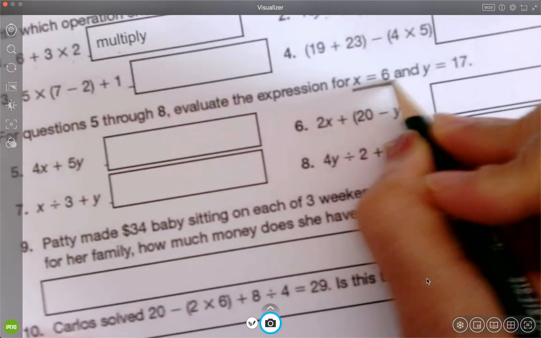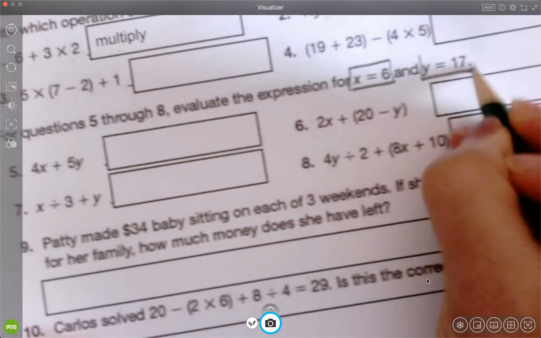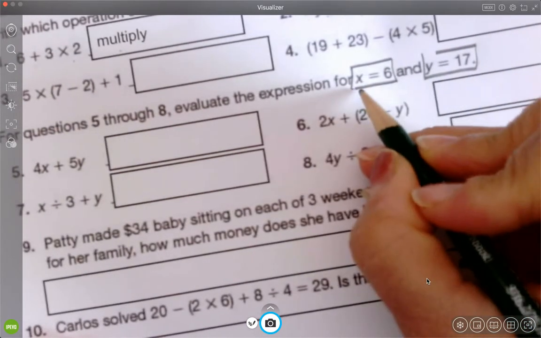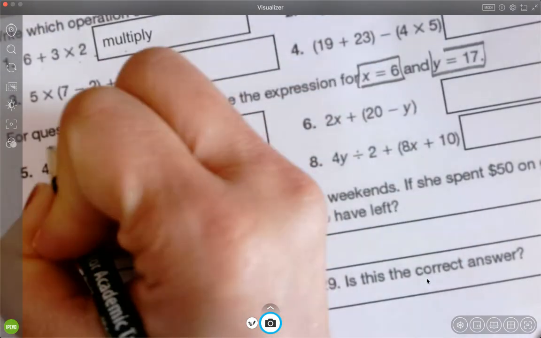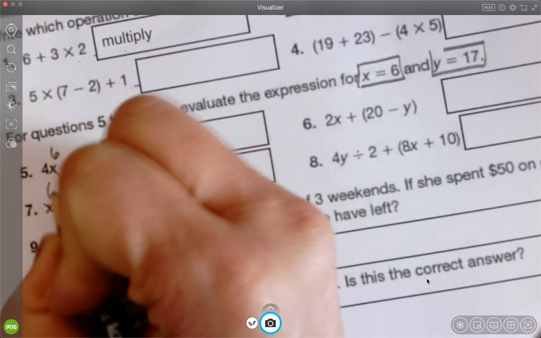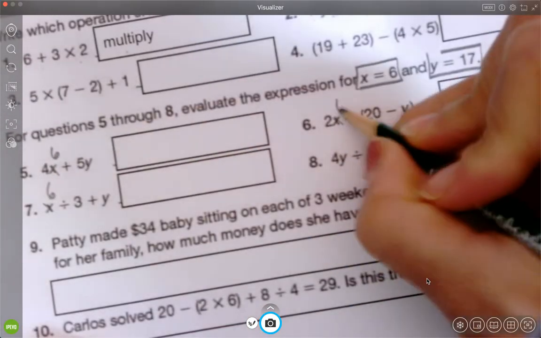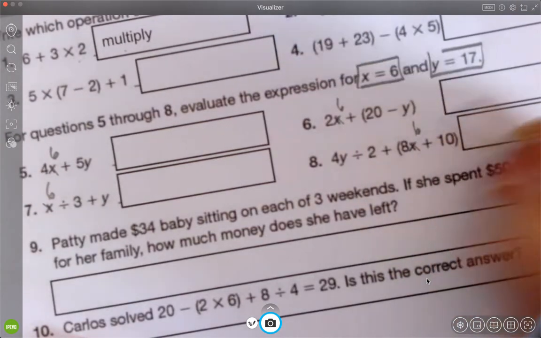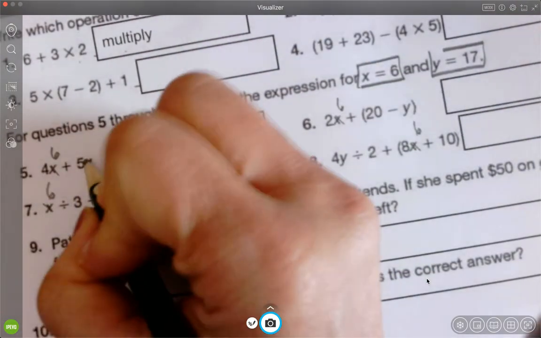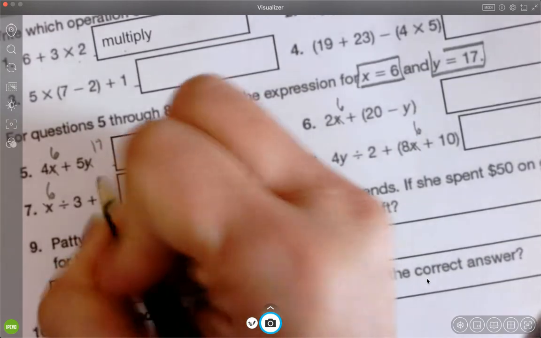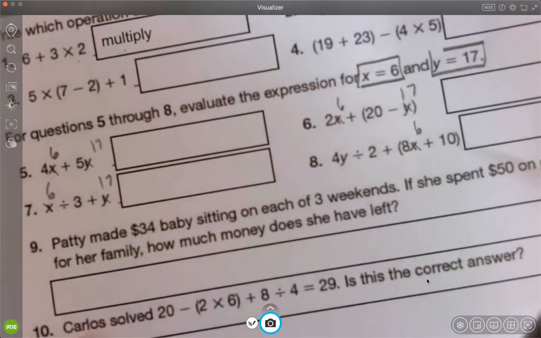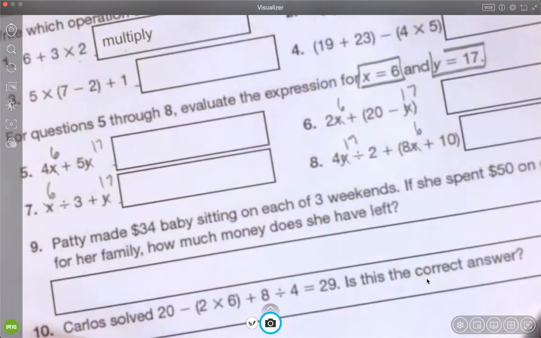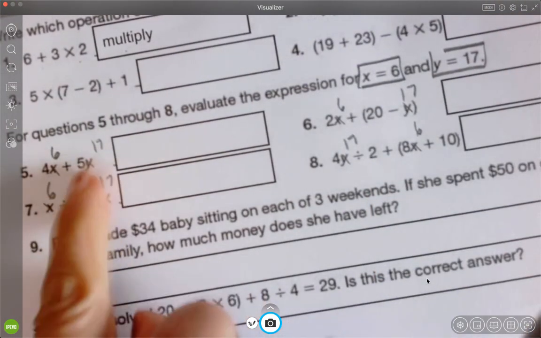These give you the numbers to fill in. So you have to fill in 6 for the X's and 17 for the Y's. So I'd probably just go through and change all my X's to 6, because every X on this page is going to be 6. And all my Y's are going to be 17.